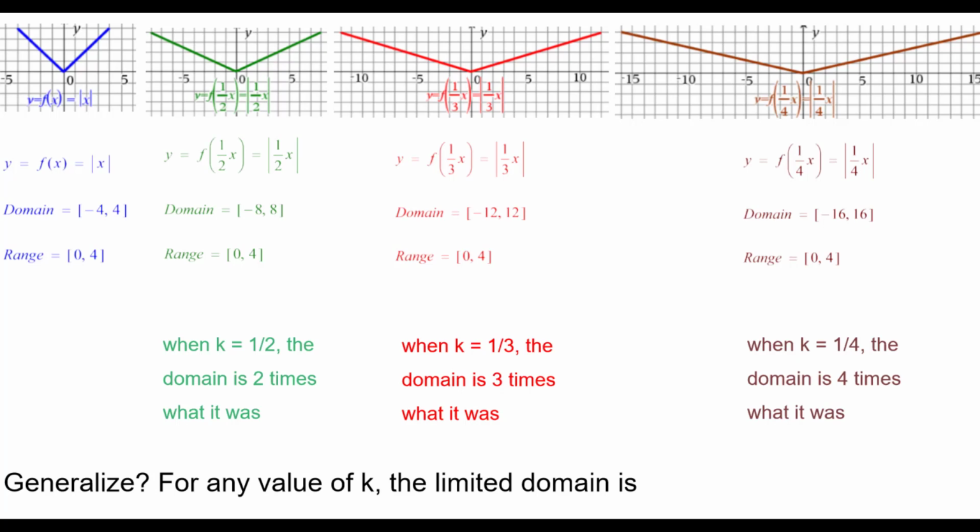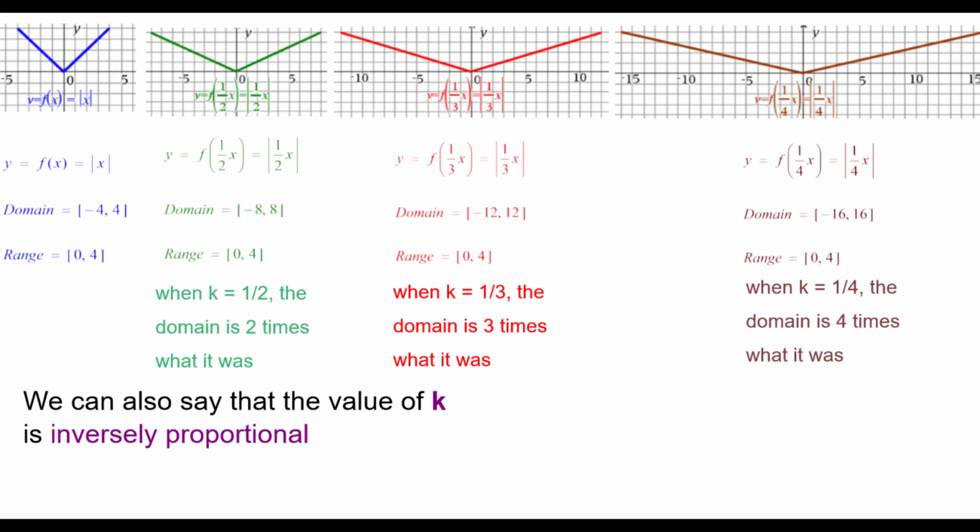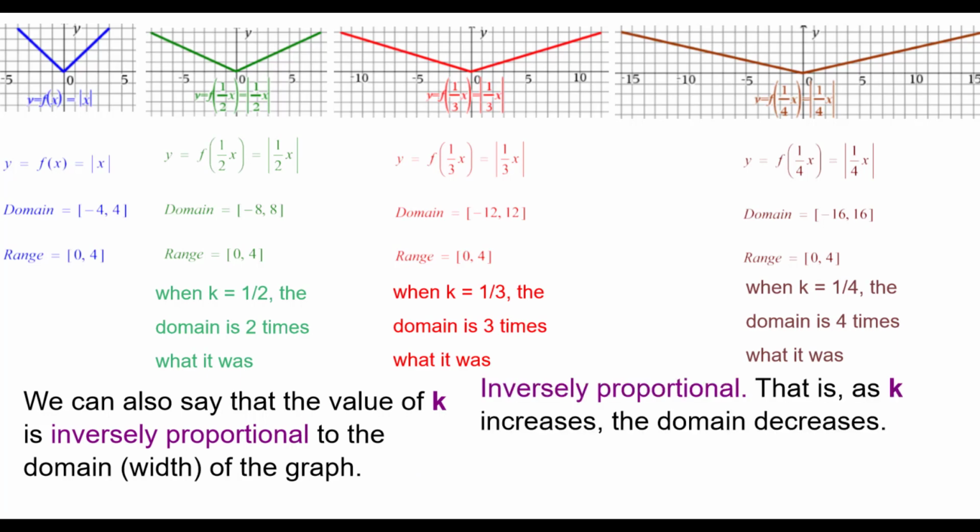Generalize for any value of k, the limited domain is, press pause, resume when you're ready. One over k times what it was. We can also say the value of k is inversely proportional to the domain or width of the graph. Remember, inversely proportional means that as k increases, the domain decreases, and as k decreases, the domain increases, kind of a reverse, inverse.